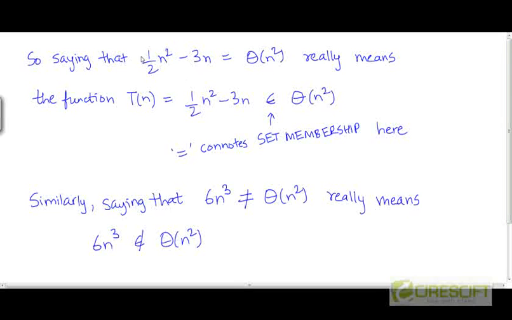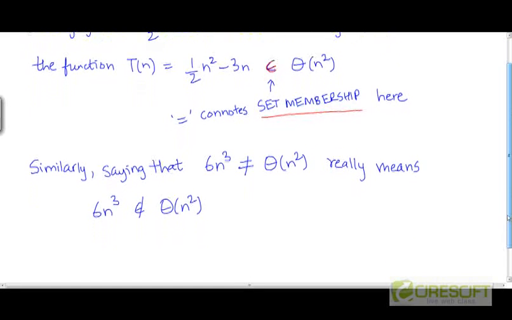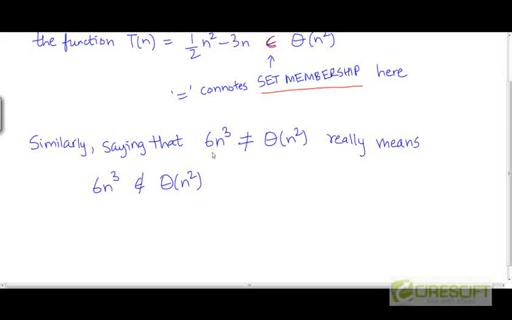So when we say that a function like half n square minus 3n is theta of n square, this is the example we saw a few videos ago. What this really means is that the function t of n given as half of n square minus 3n belongs to this set of functions theta of n square. So this equality operator here really connotes set membership. It's not strictly speaking an equality operator in the literal sense. It's connoting set membership. In a similar way, when we said earlier in an example that 6n cubed is not theta of n square, what we really mean by that is 6n cubed does not belong to this set of functions theta of n square.